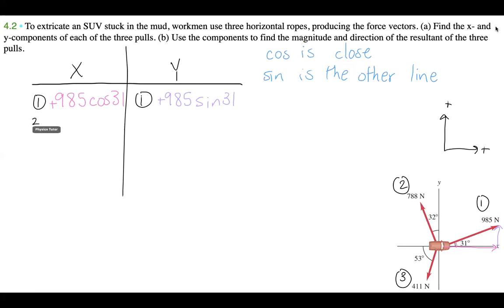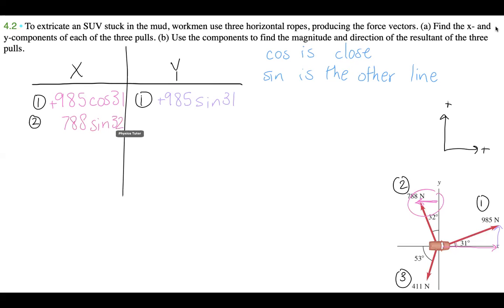So for 2, x is going to be this direction, right? That's going to be the x component. So in this case, it's going to be 788 sine 32 to get x, right? Because this sine is the other line. So it's not attached here, it's the other line. So it's going to be 788 sine 32.